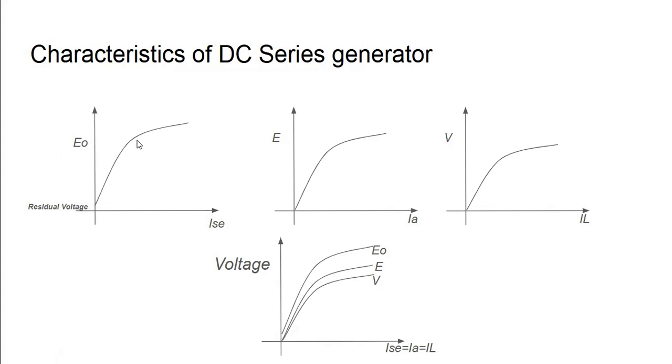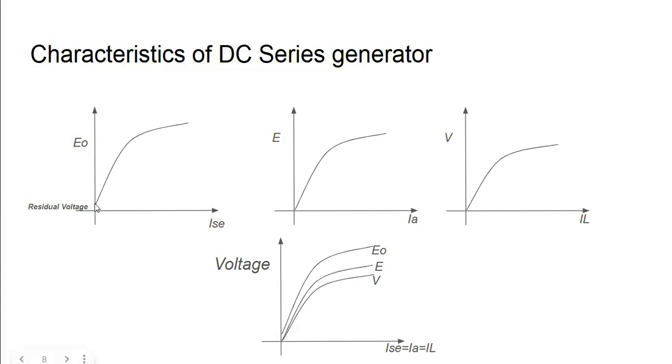After saturation, the increase in the phi will be lesser, and after some time it will become constant. So the EMF generated will be increasing in a linear fashion until saturation. After that, the increase will not be of linear fashion. So this is the no load characteristics or open circuit characteristic of the series generator, which is plotted between the no load generated EMF and the field current.